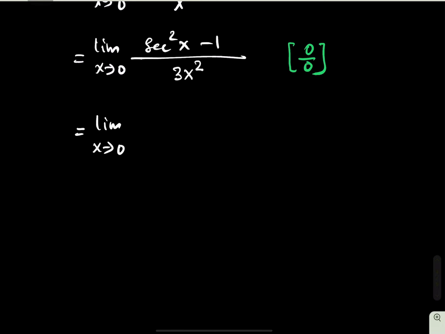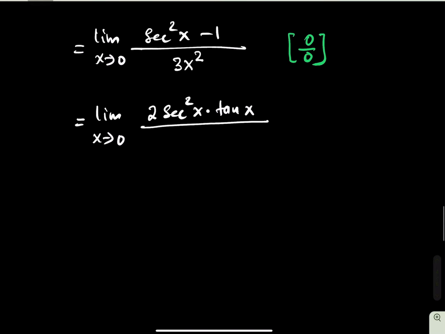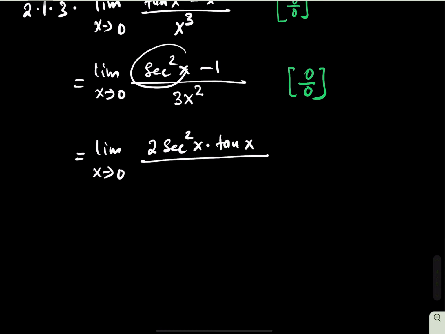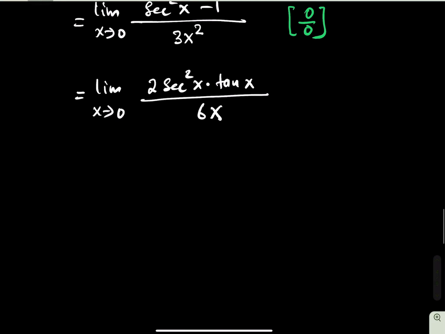That is the limit as x goes to 0. If you derive secant squared of x, it's the chain rule. You're going to get 2 sec x times the derivative of sec x, which is sec x times tangent. So it's going to be 2 sec squared of x multiplied by the tangent in there, divided by, when you derive 1, it's 0. So this derivative is going to give you this one. And then you derive 3x squared, that is 6x. It's ordinary functions, you do the same stuff.